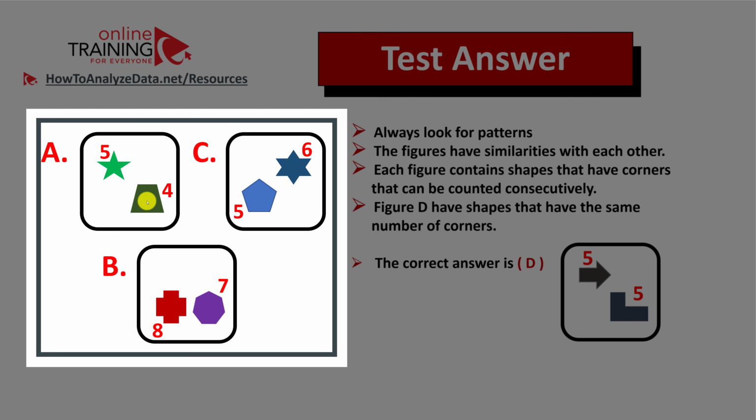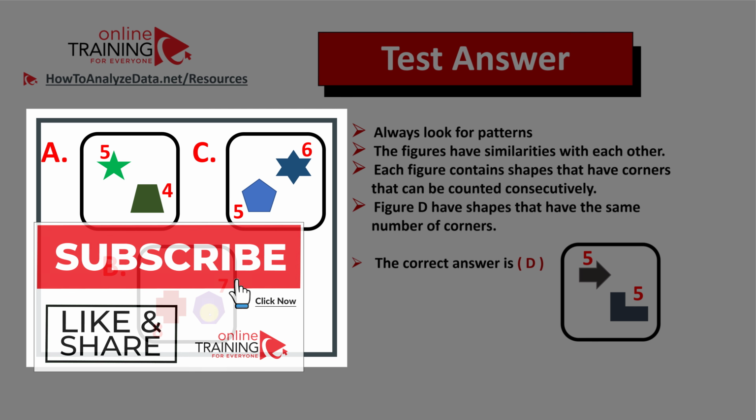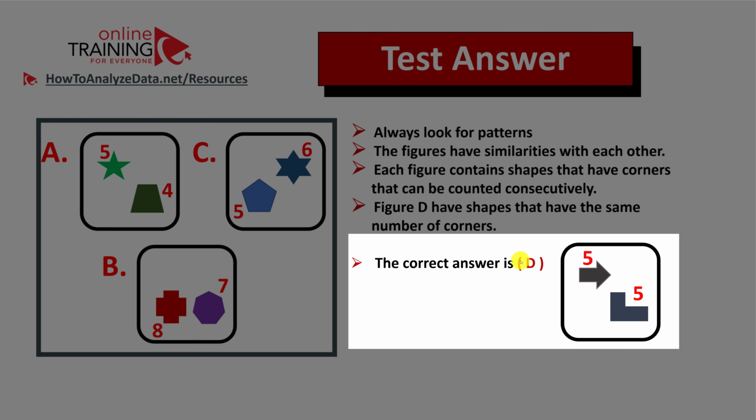Star has 5, this shape has 4. This shape has 5, this shape has 6. This shape has 8, and this one has 7. But the correct answer here is choice D, because in this case, these 2 shapes have the same number of corners.